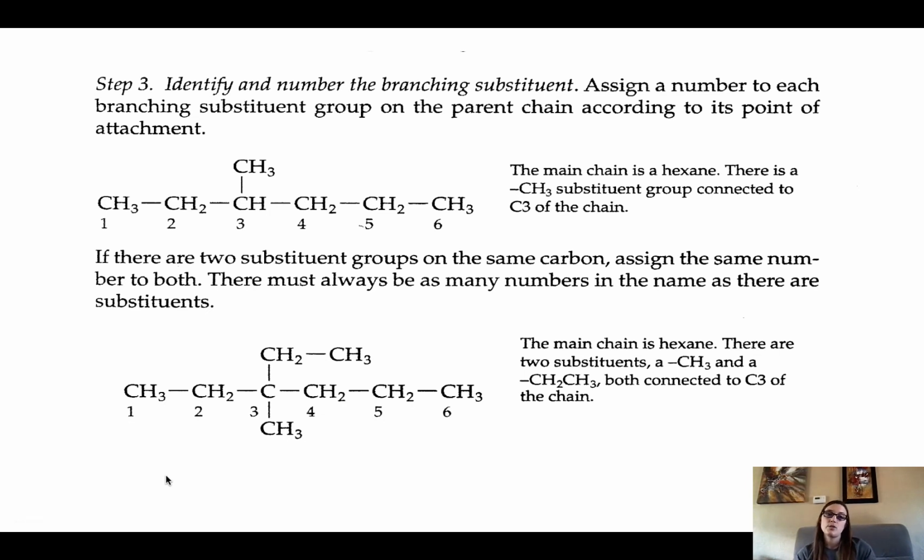The 3rd step is to identify and number the branching substituent. Since this methyl group is off of the 3rd carbon, I would say this is 3-methyl. If there are 2 substituent groups on the same carbon, then they would both have the same number, right? This would be 3-methyl and 3-ethyl.